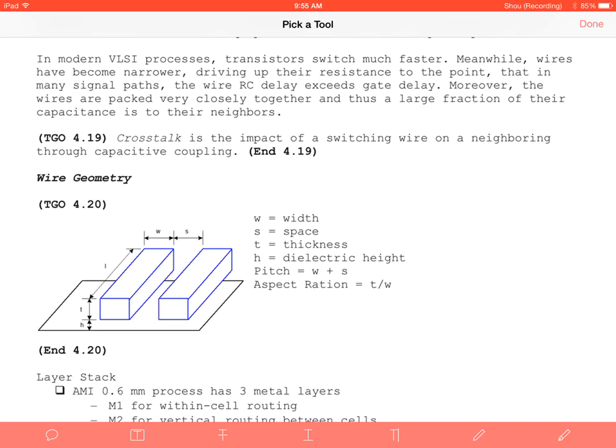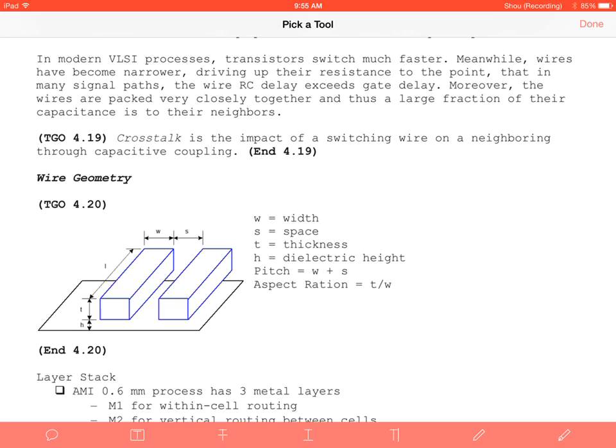So what ends up happening is we have to worry about the width of the transistor, the space between them, and the thickness of the transistor. I'm sorry, of the wire. So we have the dielectric height. The dielectric is what the wires are running along. You have the thickness of the wire, you have the length of your wire, and your width. And the space is you have to have a certain amount of space in between them in order to ensure that you don't have this capacitive coupling or crosstalk.